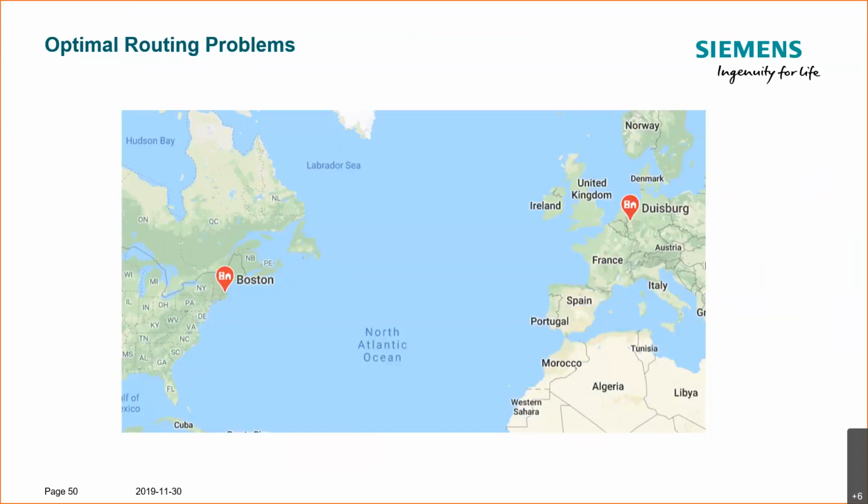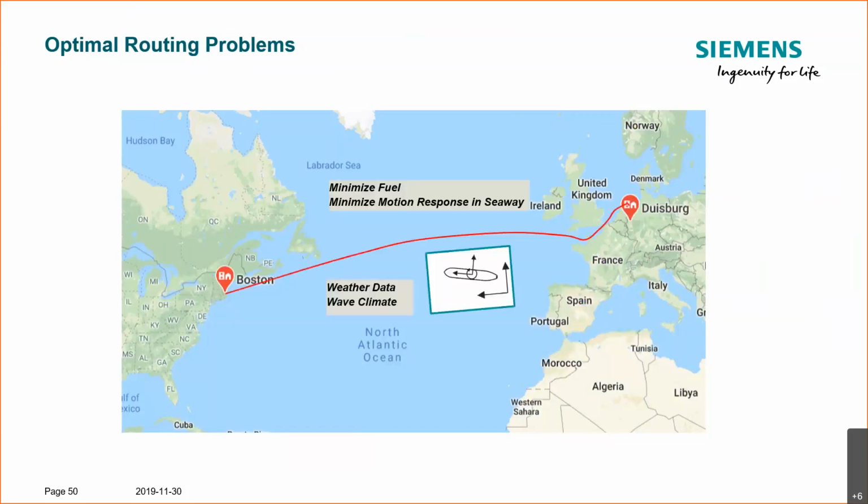And then we can define different criteria. For example, if we get the weather data and the wave climate within a certain time horizon, and we want to minimize fuel consumption and minimize motion responses in a seaway, we can use AIMSIM, CCM Plus, and HEEDS basically to solve an optimal routing problem.